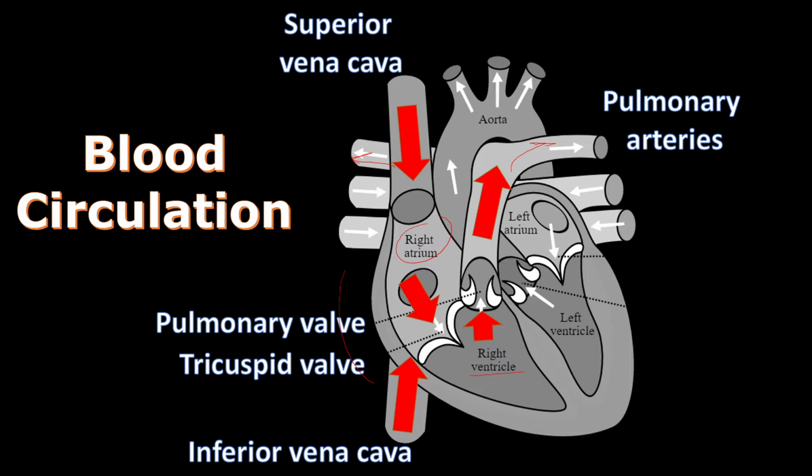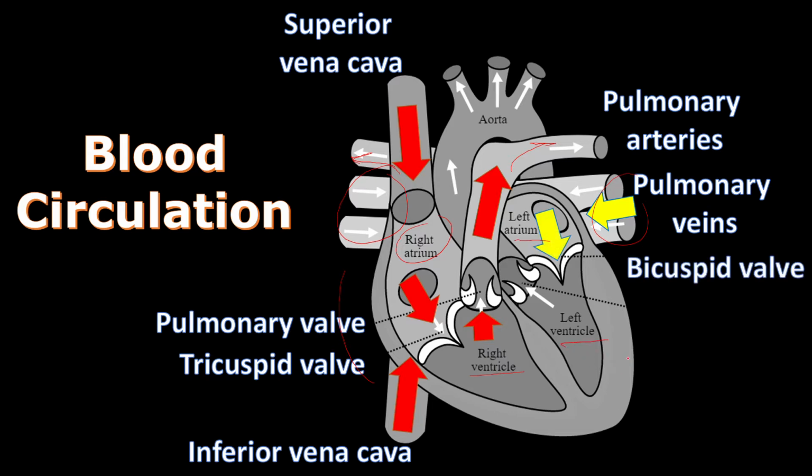The blood then returns back to the heart and goes to the left atrium through the pulmonary veins located here. These are the pulmonary veins. And blood entering from the pulmonary veins is now oxygenated. From the left atrium, blood goes to the left ventricle, passing through the bicuspid valve.